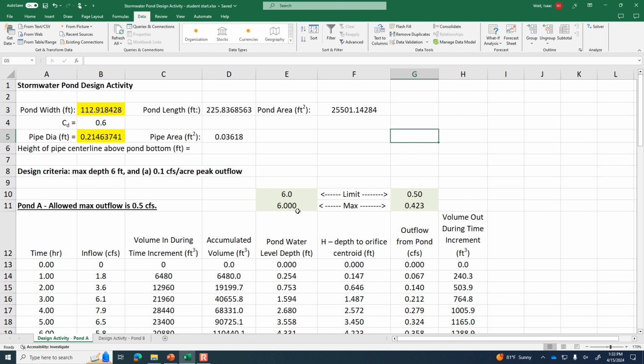Okay, so we're at our depth limit. We're below our outflow limit. We've got kind of a strange pipe diameter. They don't actually make pipes that are 0.214 feet in diameter. But what we could do is get a quarter foot, which would be 3 inches, right? 3-inch pipe. So 3-inch pipe out.